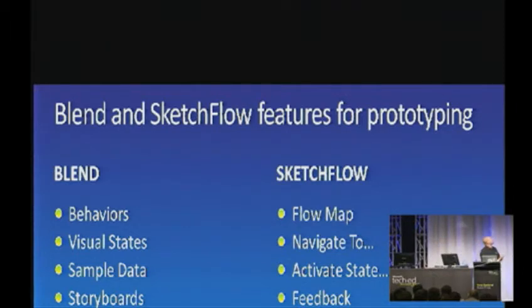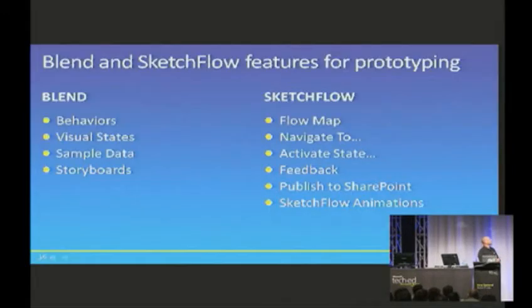We saw sample data in action. We talked about the flow map. We saw Navigate 2. I can right-click and make any element, including elements I've drawn with the pen, navigable. And I can also make any element activate a visual state as well. So right-click on that, activate state. We talked about feedback. Didn't talk about publish to SharePoint.